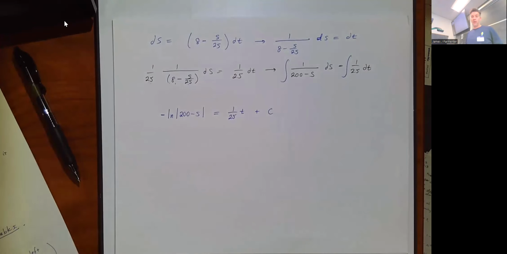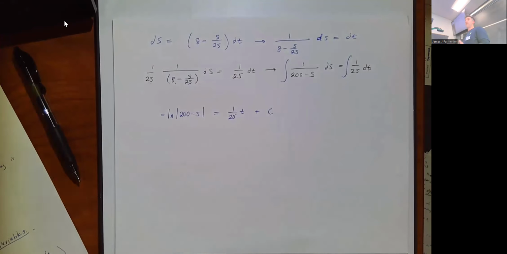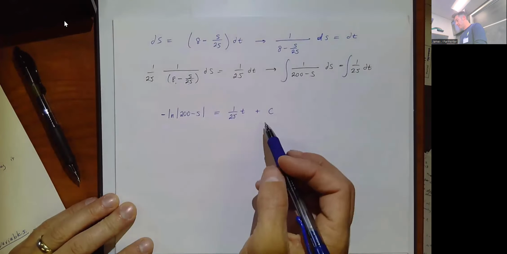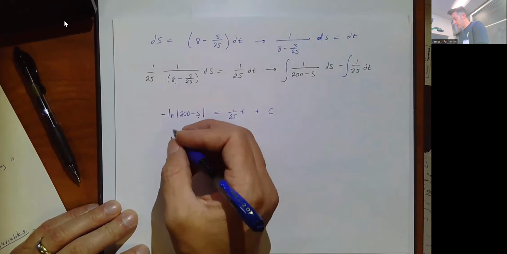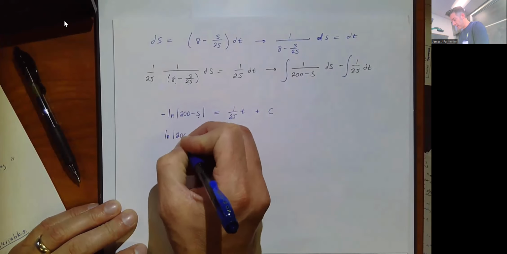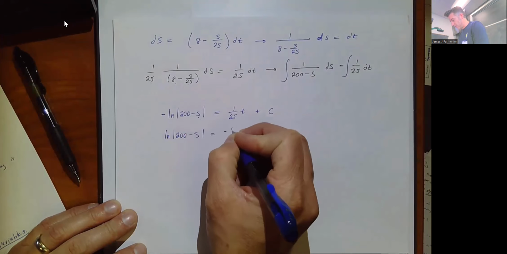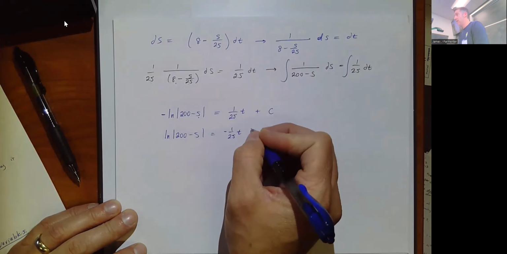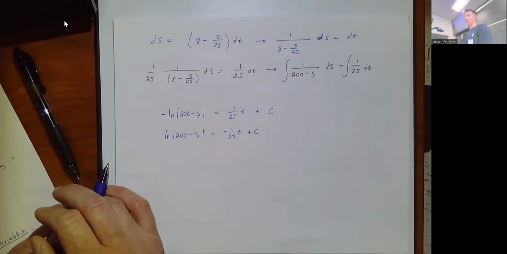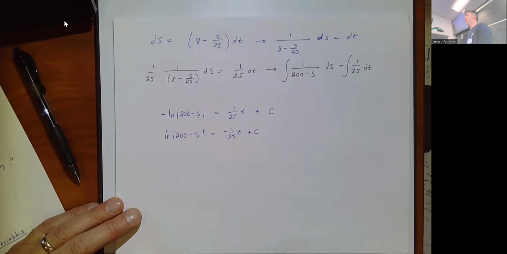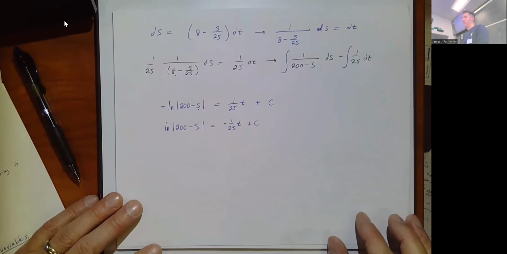So this process is going to look quite different than the first order linear differential equation process where you multiply both sides or where you use the integrating factor. So solving this, I'm going to try and isolate the function s. So multiply both sides by -1. So the natural log of the absolute value of 200 minus s equals -1 over 25 times t. -1 times a constant is still a constant. So I'm still going to write plus c, even though I could have just as easily written minus c.